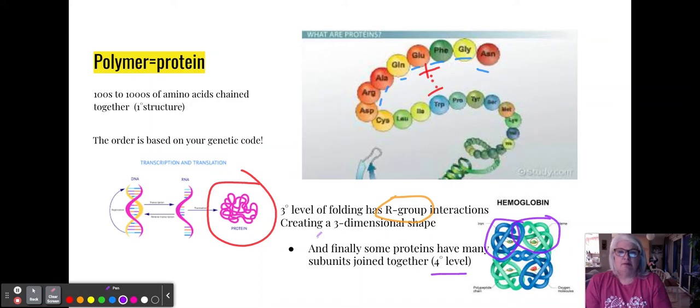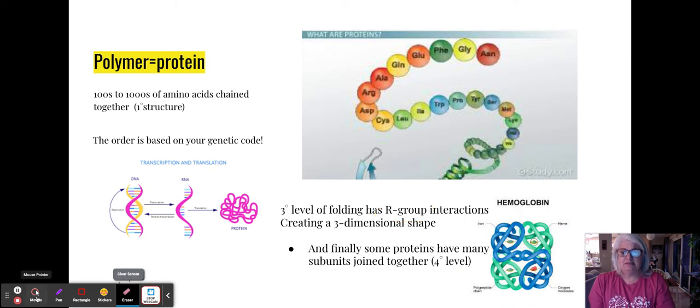So again, remember, it's just a chain of amino acids coded for by DNA. Those R groups start to interact and create that three-dimensional structure. And then if it needs to, it can join a bunch of those together to create an even bigger protein. That's the basics of what a protein looks like.